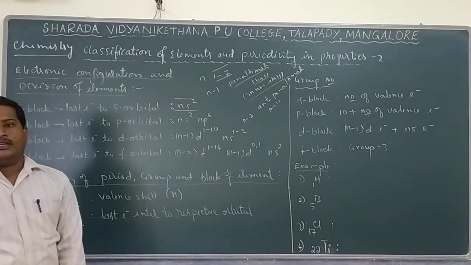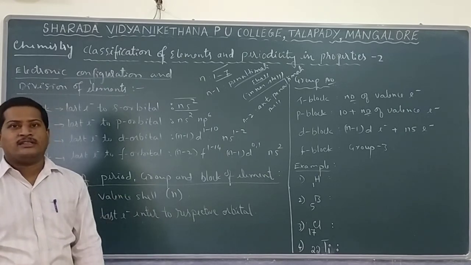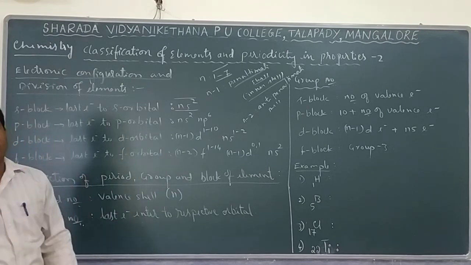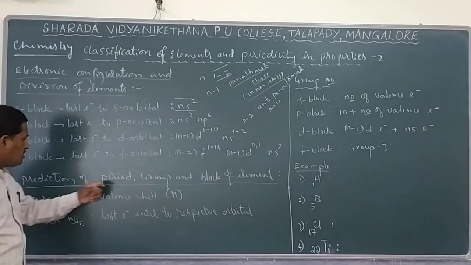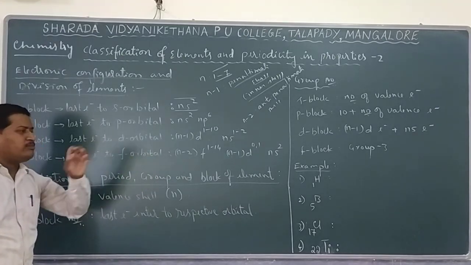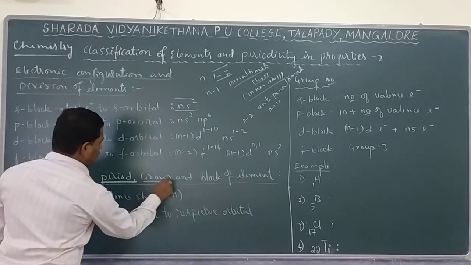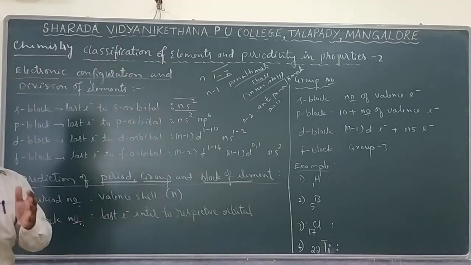Now, it is very difficult to remember the position of all 118 elements in the periodic table. To find out the position of elements in the modern periodic table, we go with some methods or tricks. So, prediction of the period, group number, and block of a particular element. All this concerns the position of an element.